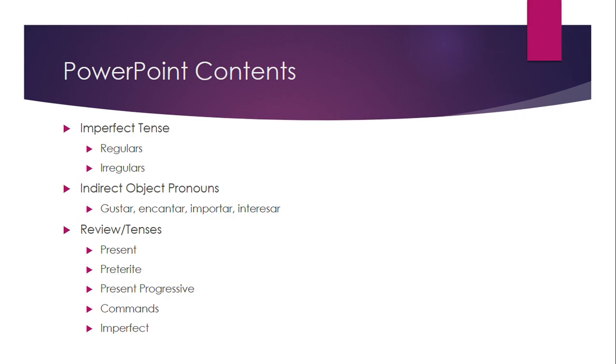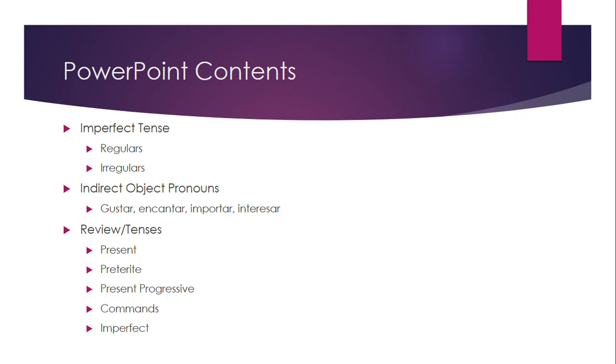We're also going to go over the indirect object pronouns. Now, you all have seen these before, but we're going to go over them a little more in depth, focusing on the verbs gustar, encantar, importar, and interesar. And finally, we'll review all of the tenses that you all have learned: present, preterite, present progressive, commands, and imperfect.